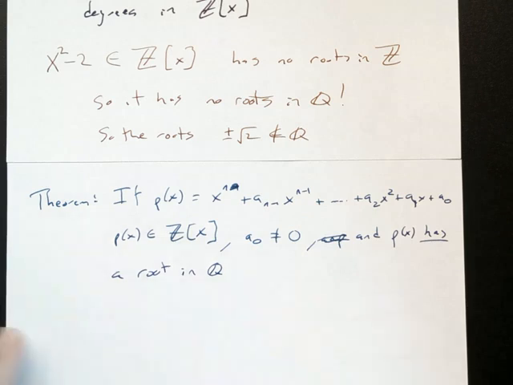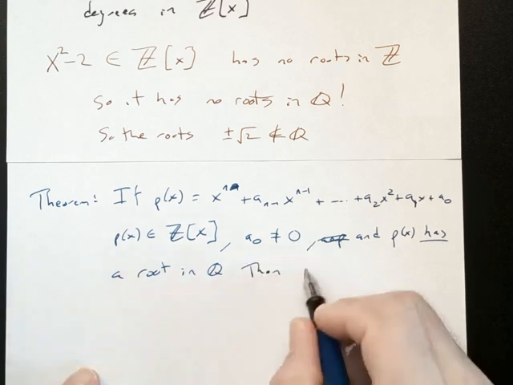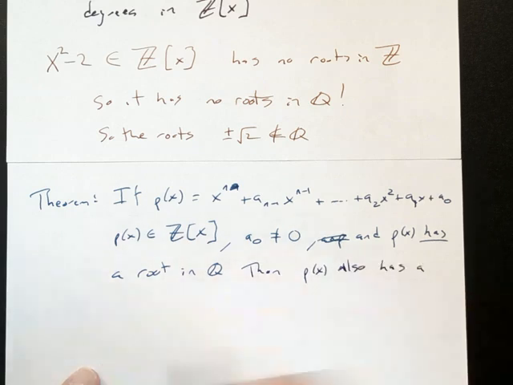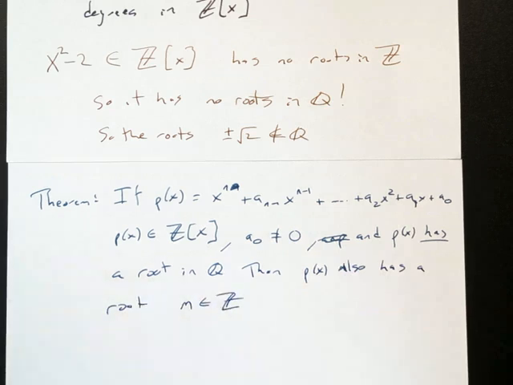Let's suppose I don't know anything about this polynomial p, except it's got integer coefficients, the last number is not 0, and we have some root that is rational. Then p of x also has a root that is an integer. In other words, if you have a rational root, you must have an integer root.